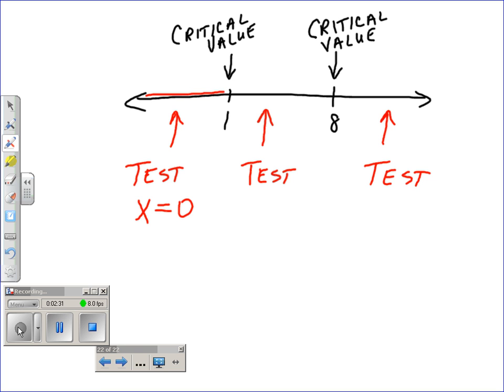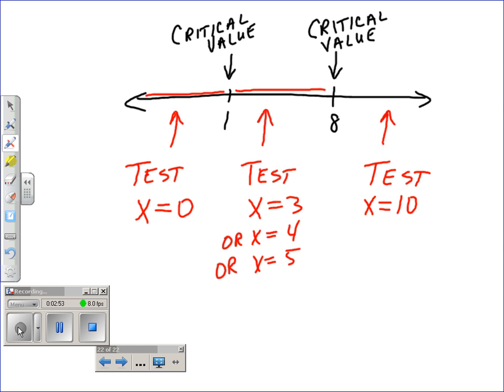If I was going to pick something in the middle segment right here to check, well, it can be anything. I could check x equals 3, or x equals 4, or x equals 5. I can pick any number in that segment to test. And finally, if I was going to test something out here, I would probably pick 10, because 10 is easy to work with in calculations. But you could pick any number. You could pick 11, you could pick 100, you can pick whatever number you want as long as it's in that segment.